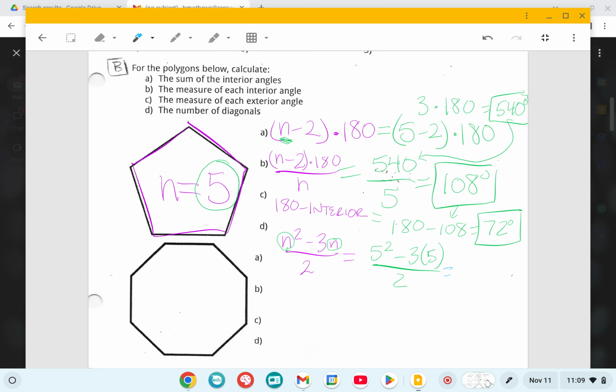5 squared is 25. 3 times 5 is 15. And I just continue working it out. 25 minus 15 is 10. 10 divided by 2 is 5. And so there are 5 diagonals in my 5-sided polygon.